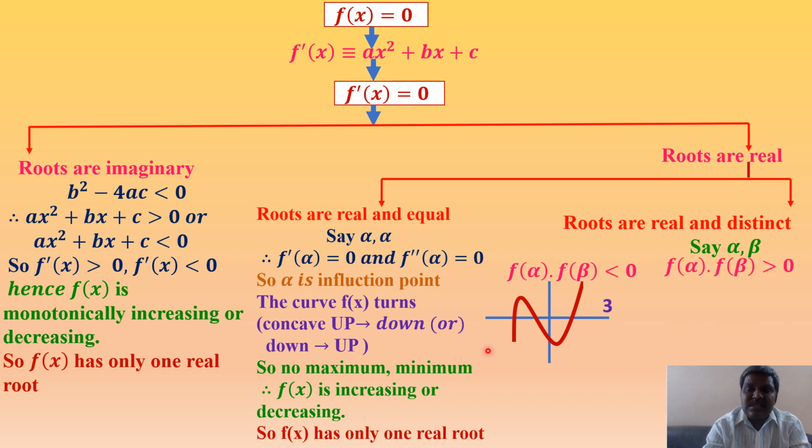See this case, f of alpha into f of beta greater than 0. That means both f of alpha and f of beta lie above the x-axis or below the x-axis. I am giving one example. These are the coordinate axes. The curve may be in this manner. Suppose this is alpha, this is f of alpha. If it is beta, this is f of beta. What is this, local maximum or local minimum? This is local maximum. This is the local minimum.